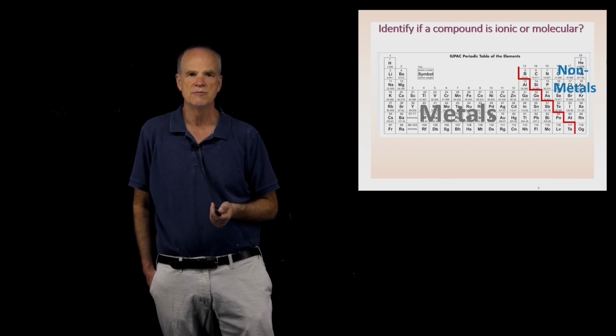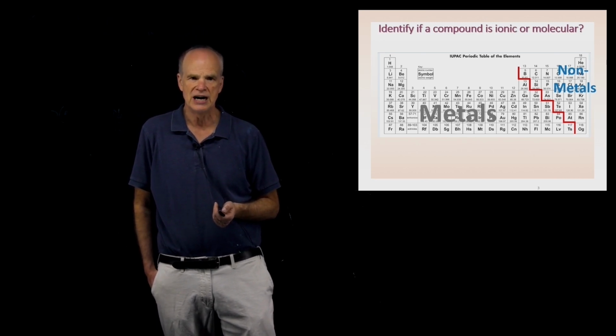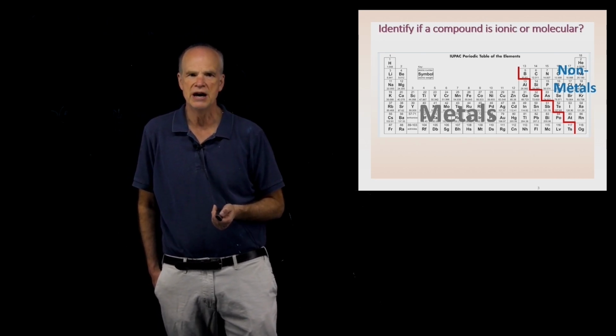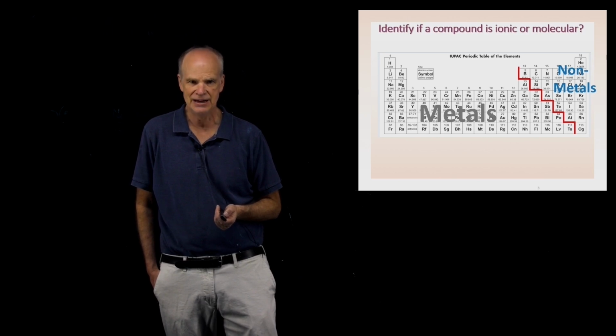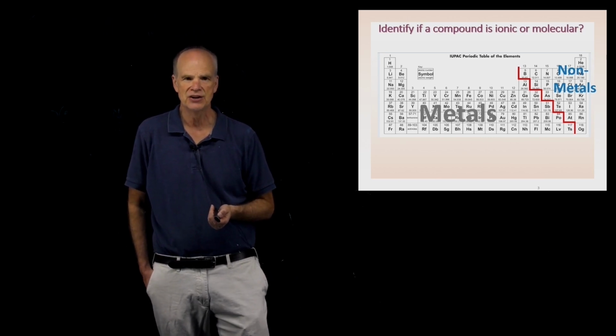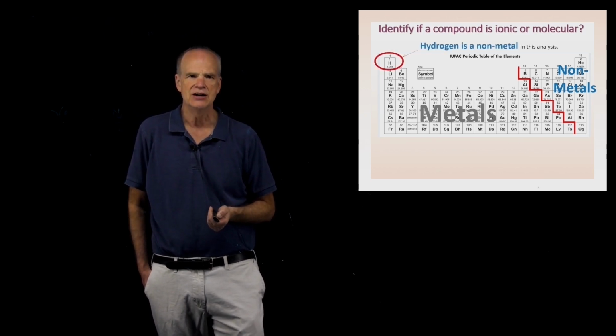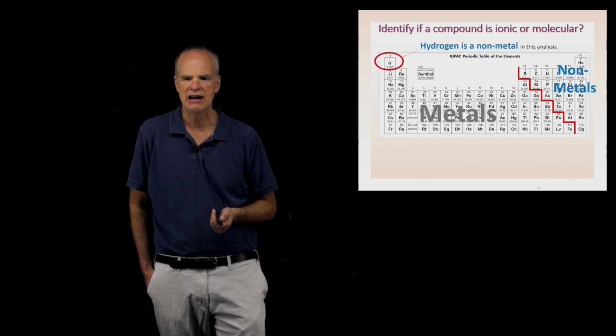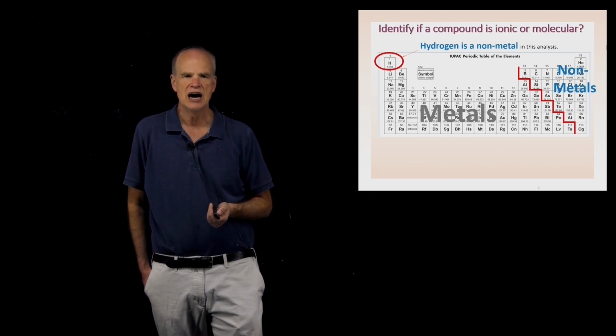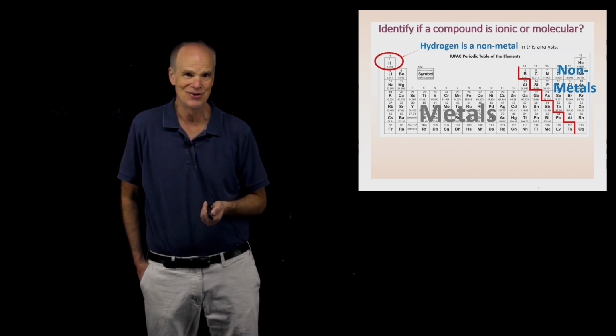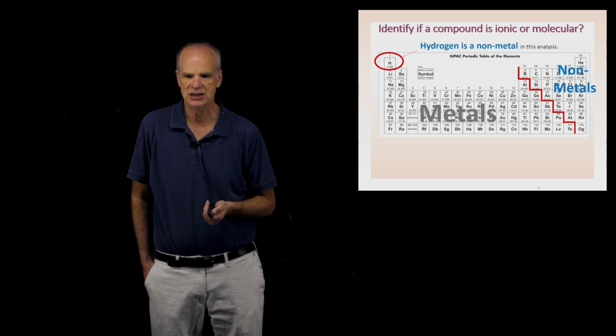So maybe one of the things you remember is that you can subdivide the periodic table into a metal side on the left side of that red staircase line and a non-metal side on the right side of that red staircase line. And you also have to remember that hydrogen, even though it's in the upper left, is considered a non-metal as well. So you can't forget about that.